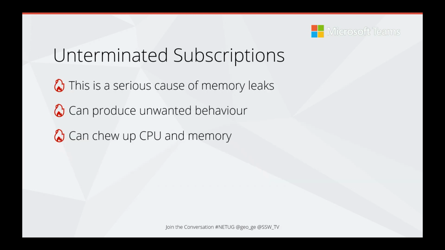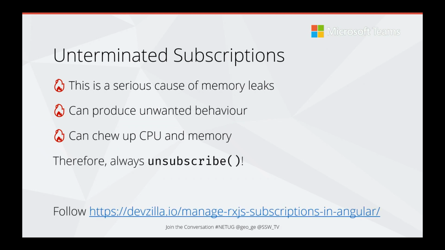I also mentioned that unterminated subscriptions cause performance issues. This is not apparent when you start a project. However, in the long run, as you build your application bigger and bigger, it could cause memory leaks and produce unwanted behavior. Sometimes you won't realize that you have bombarded your own web API with multiple requests because you're doing something wrong. It could chew up memory and CPU. Imagine your web application asking for 5 gigs of RAM. That doesn't make sense. So how to fix that? Actually, that one is the easiest. Always unsubscribe. To know more about that, you can read my blog at devzilla.io.